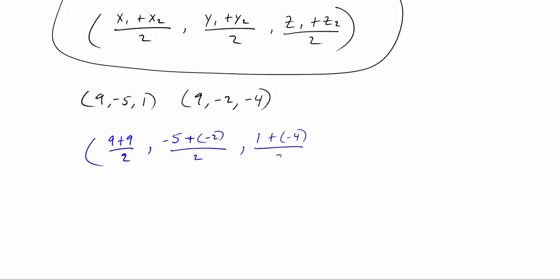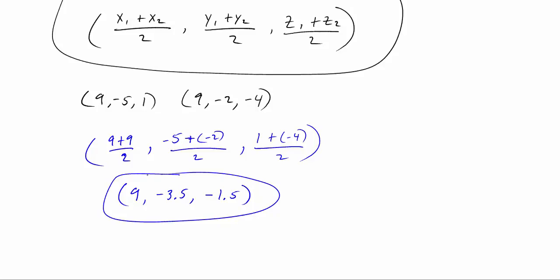and we would have 9 plus 9 is 18. 18 divided by 2 would be 9. -5 plus a -2 would be a -7 divided by 2, so that would be a -3.5. And 1 plus a -4, so that's really 1 minus 4, so that would be a -3/2, or we could write that as a -1.5. So this would be the midpoint between these 2 points in space.